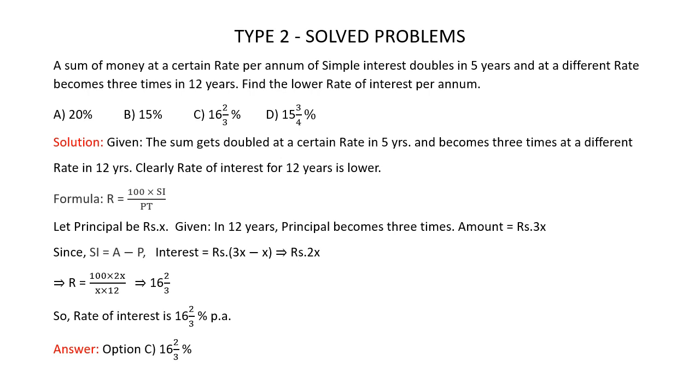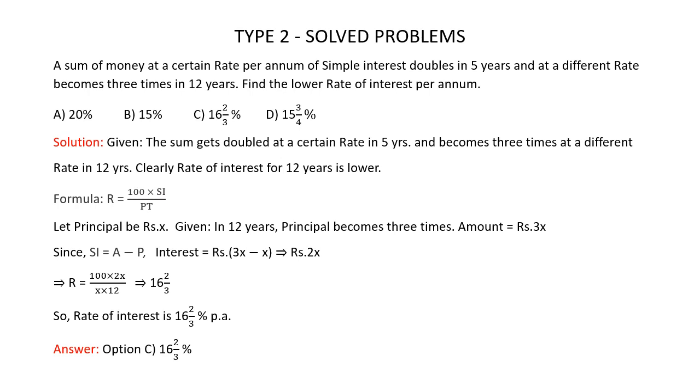Now here we are asked to find the lower rate of interest per annum. Now we can find the lower rate of interest per annum using the formula R is equal to 100 multiplied by SI divided by PT. Now we do not know what is the simple interest here, what is the principal, but it's given in the question that time is equal to 12 years. So first let's find out what is the simple interest.